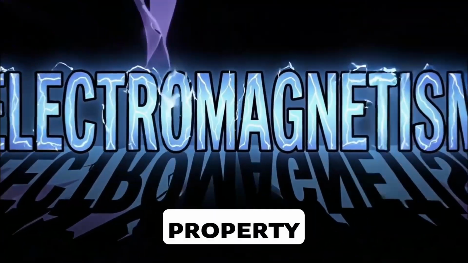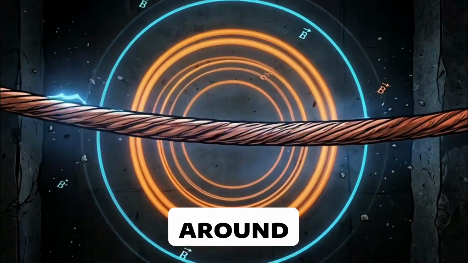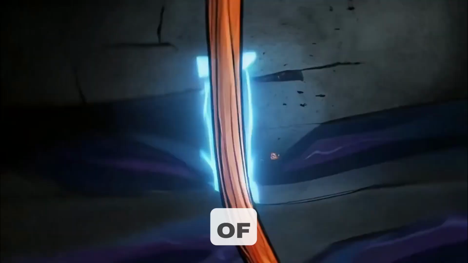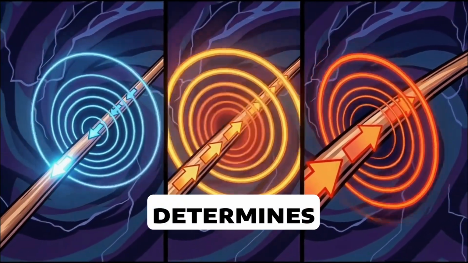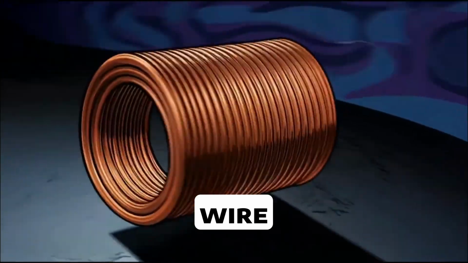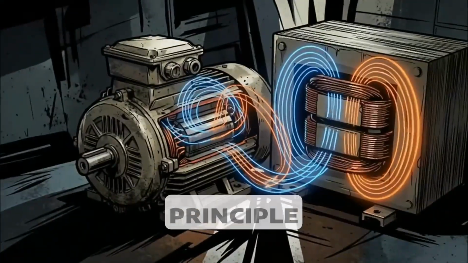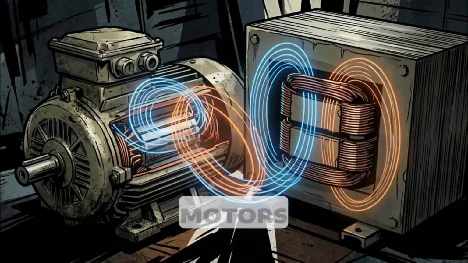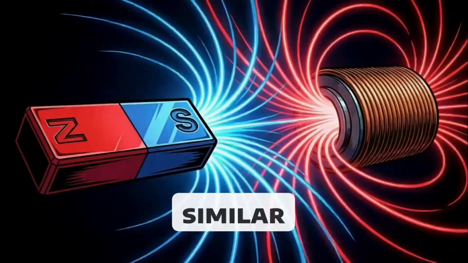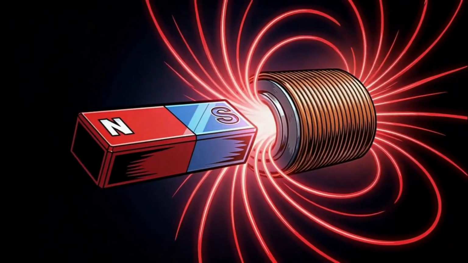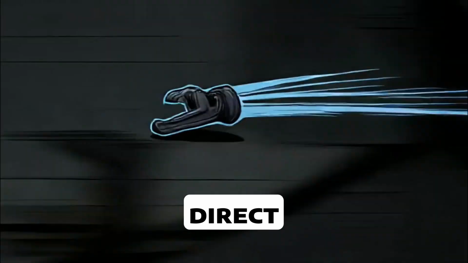Electromagnetism is the 5th property. When electrons flow through a conductor, a magnetic field forms around that conductor. The direction of current determines magnetic polarity, and the amount of electron flow determines field strength. Wrap the wire into a coil and the field becomes concentrated and stronger. That is the principle behind solenoids, relays, motors, and transformers. Permanent magnets and electromagnets follow similar attraction and repulsion rules. Unlike electrical energy, magnetic energy can act across space without direct contact.